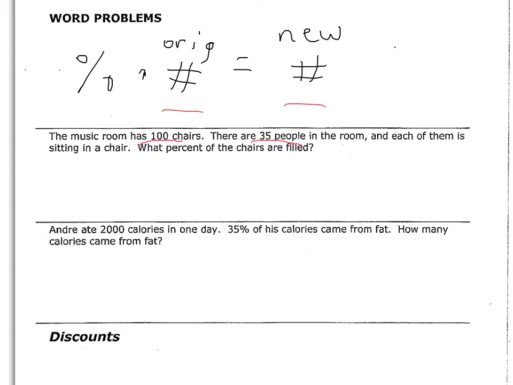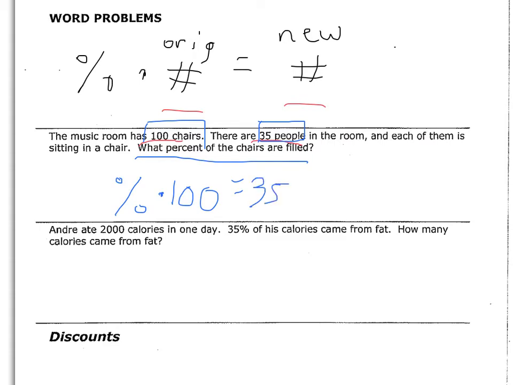Okay, so down here it says what percent of the chairs are filled. So you're wanting to find what the percent is. You have not found what that percent is, so it's your unknown right now. And we want to multiply that by your original number. Originally you were given that there were 100 chairs in the music room. And our new number was that we found 35 people in the room, and each of them are sitting in a chair. We want to know what percent is sitting in a chair.